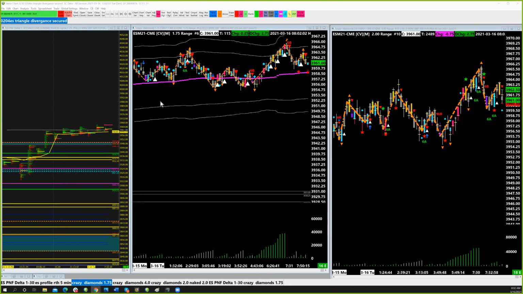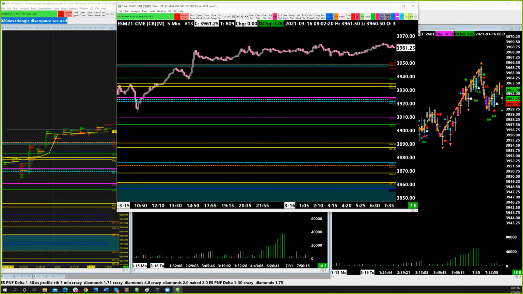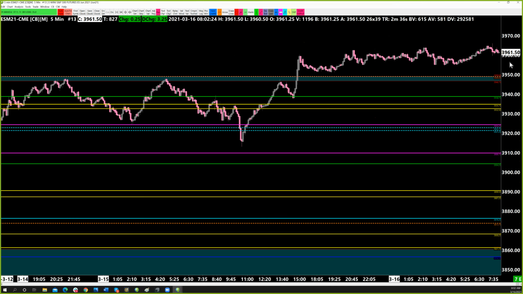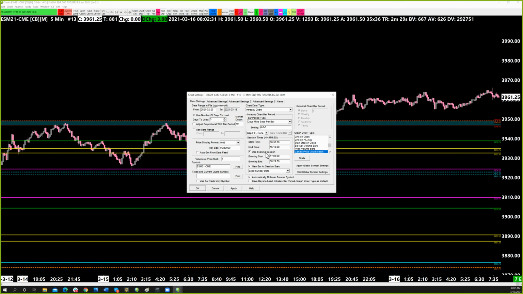Okay, cool. So first let's get the profile done and then we'll go from there. So yes, this is yesterday's 5-minute bars. Where did I put them? Okay, here they are. And let's change it back to RTH only.